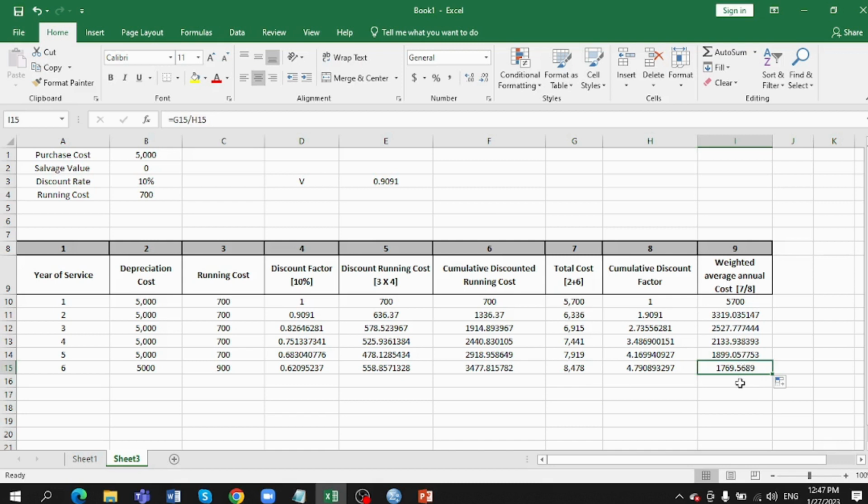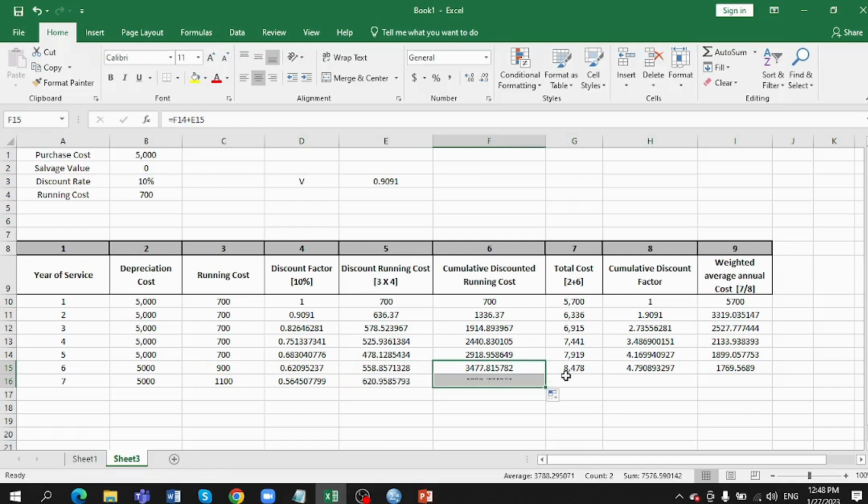So let us look if this column will continue to decrease. Let's move to the 7th one. Okay, then same, still 5,000. This one, it's just a piece of cake. All you have to do is just drag this one down. By the way, in the running cost, our 900 pesos will be added by 200, so it will become 1,100.